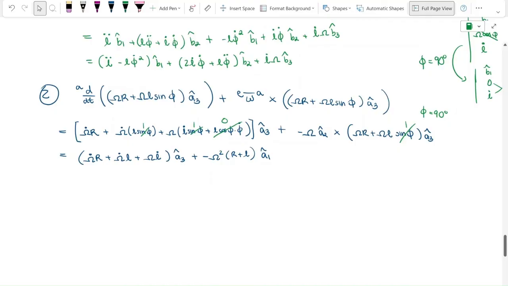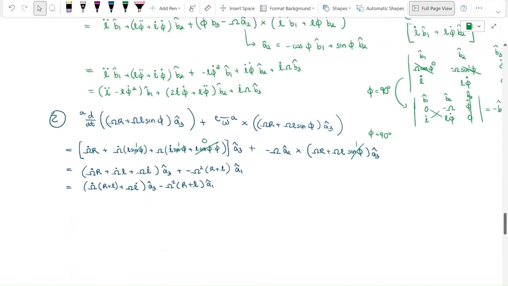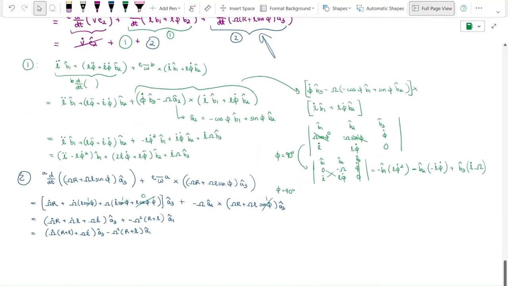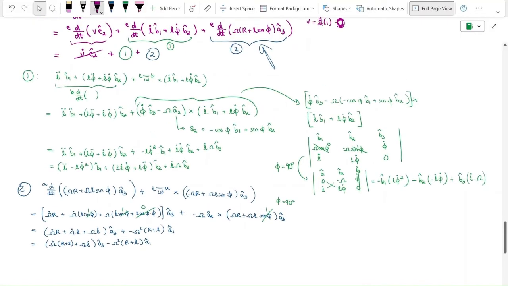Let me just check. Yeah, I guess I could simplify this more. I make this omega dot times (r plus L) plus omega L dot A3 hat, minus omega squared (r plus L) A1 hat. Okay, and now we've done that. Honestly, this is going much quicker than I thought it was last time.